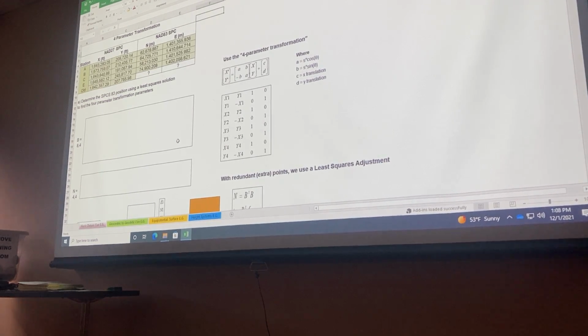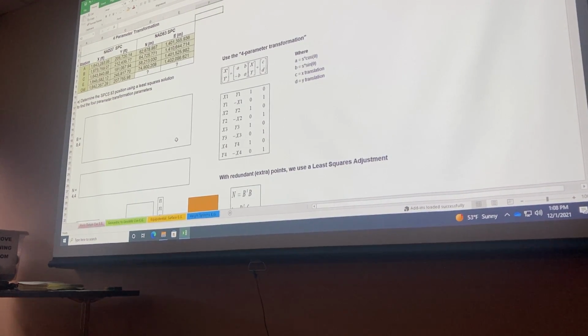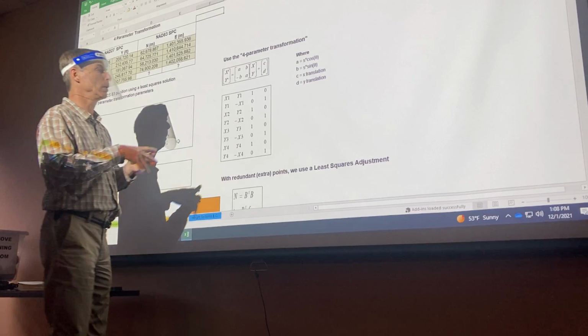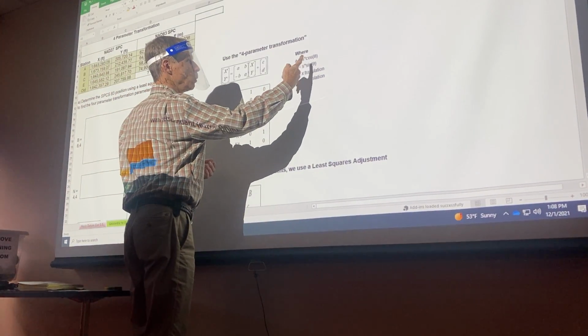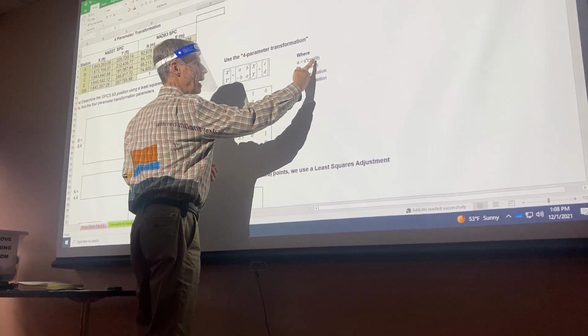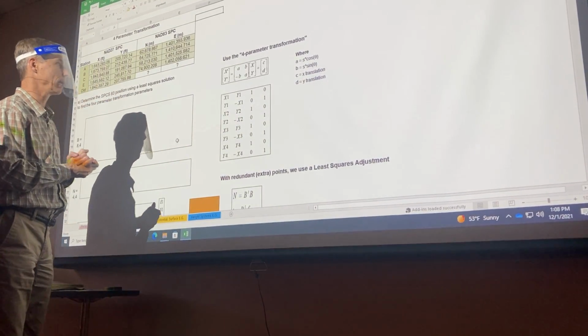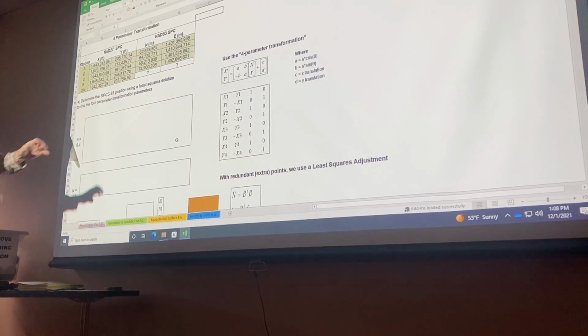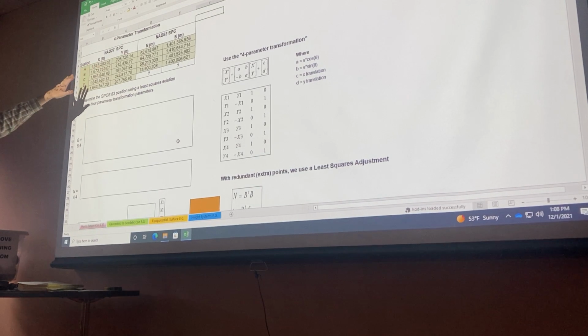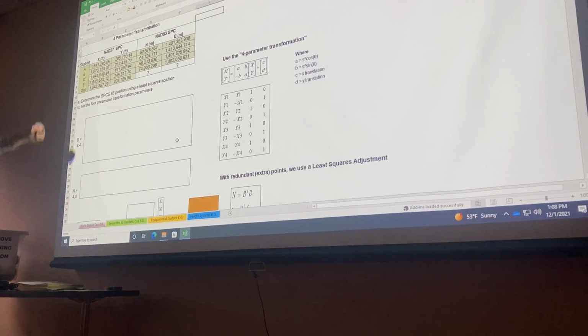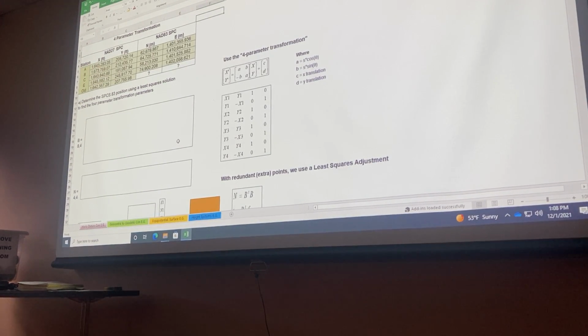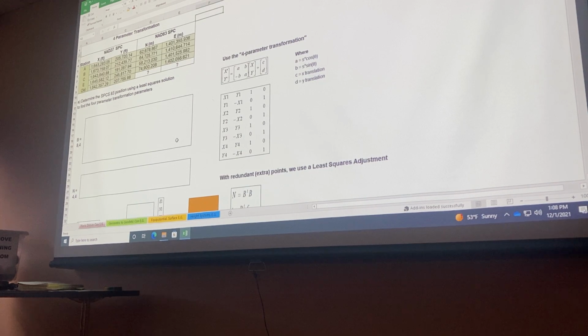So that complicates our life. We need to get the scale factor, rotation angle, and translations, and we're going to estimate them from the 4 points known in both systems. We'll do a best fit kind of thing. So let's see if we can do that.